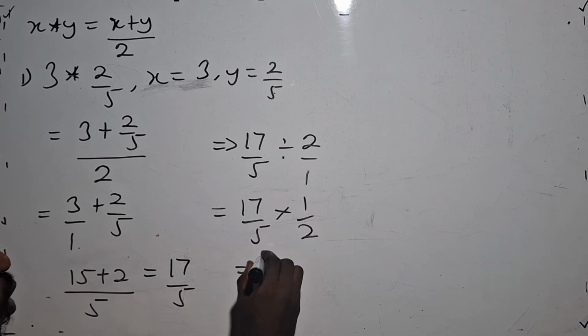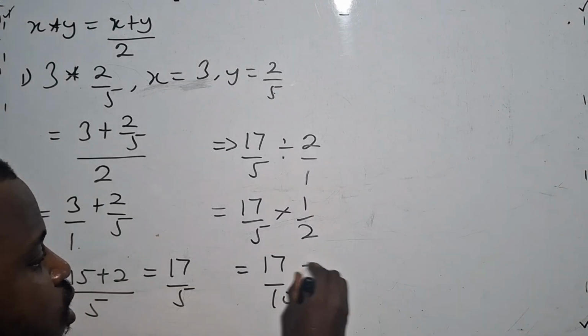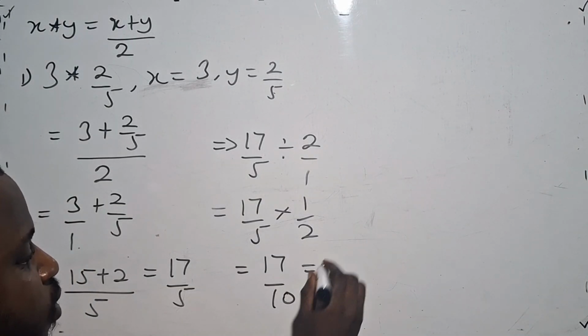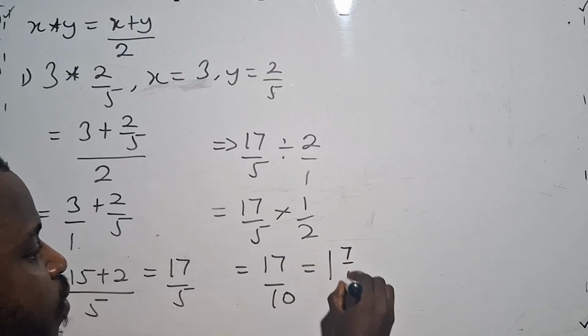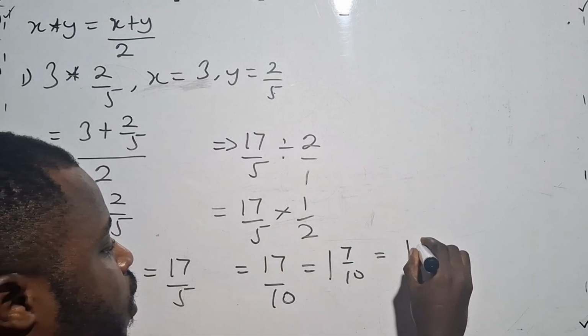For which one I solve? This one will give me 17 on 10. For which you can change it into a mixed fraction or decimal. So 10 will go into 17 one time. Remember 7 all on 10, or in decimal form, which will give me 1.7.